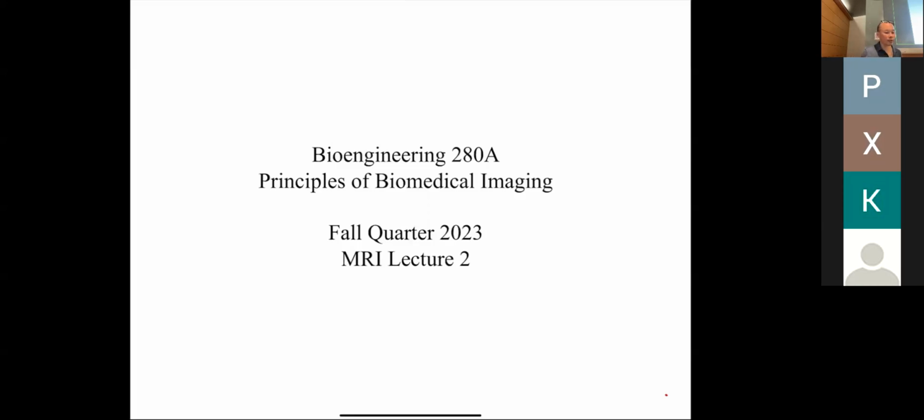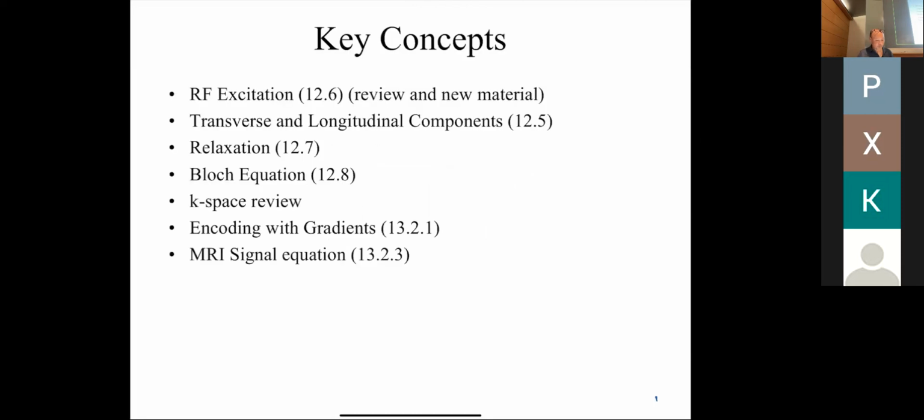Okay, so today's MRI Lecture 2. Before we start, are there any questions on the course, where we're going from Lecture 1, anything? Okay. I think most people did the MRI pre-lecture quiz, and everyone did pretty well on that, so we're not going to cover it in too much detail. I'll touch upon it a little bit in the lecture, and we'll go from there.